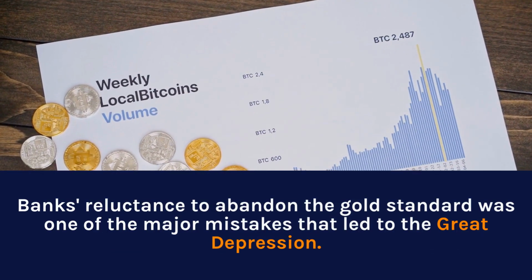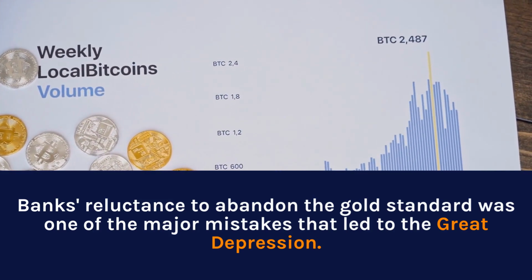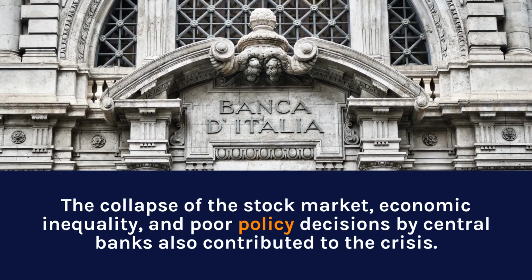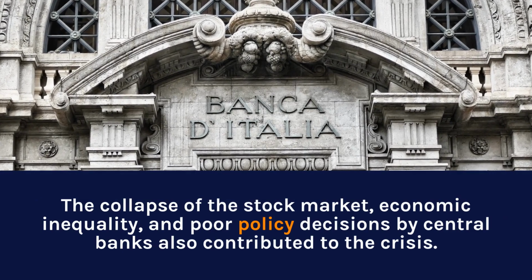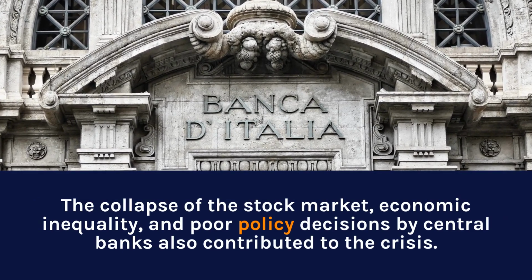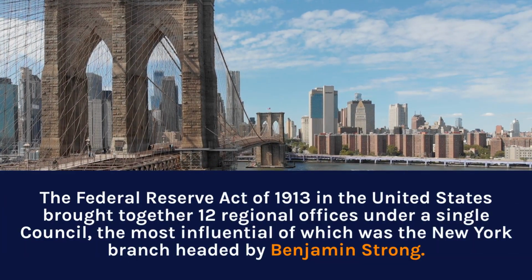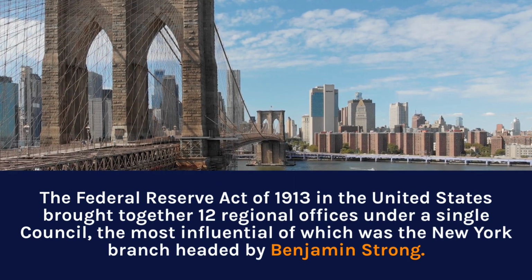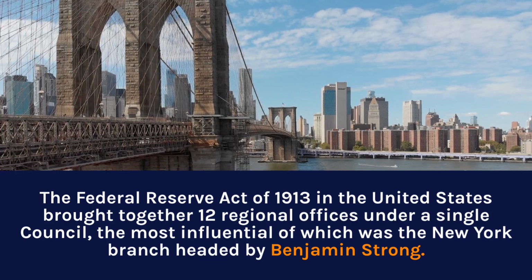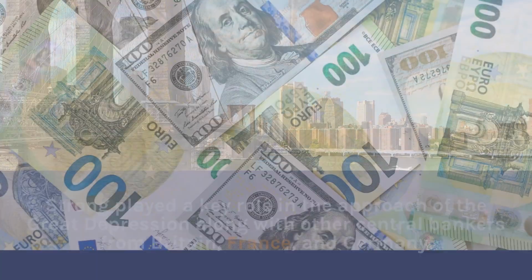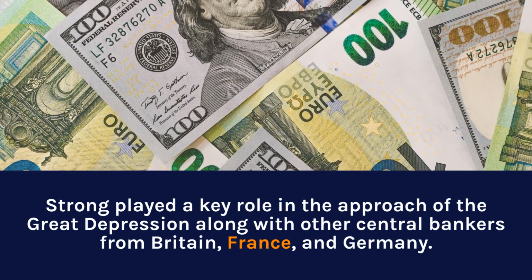Banks' reluctance to abandon the gold standard was one of the major mistakes that led to the Great Depression. The collapse of the stock market, economic inequality, and poor policy decisions by central banks also contributed to the crisis. The Federal Reserve Act of 1913 in the United States brought together 12 regional offices under a single council, the most influential of which was the New York branch headed by Benjamin Strong. Strong played a key role in the approach of the Great Depression along with other central bankers from Britain, France, and Germany.